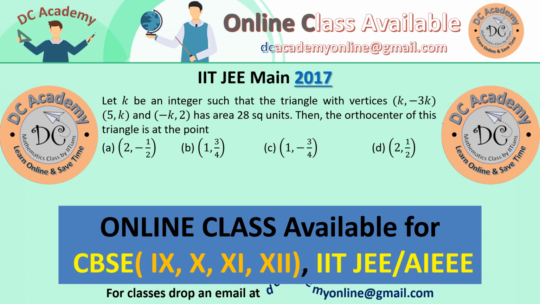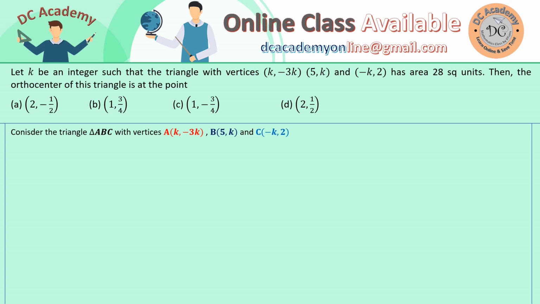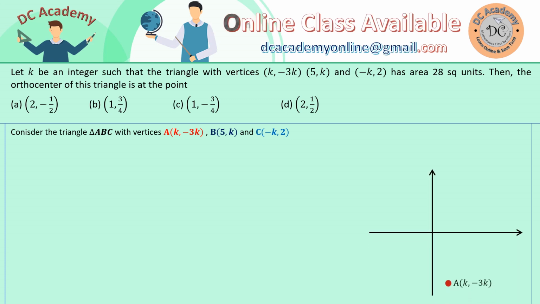Now we have to find out the orthocentre of the triangle. So let's go ahead and see how to proceed so that we can solve the problem easily. First, see that here k is an integer and we have to construct a triangle with the given vertices. So we consider a triangle ABC where the vertices are A, B and C, where the coordinates are given as you see on the screen. Let's take the x-axis, y-axis and put the points A, B and C arbitrarily.